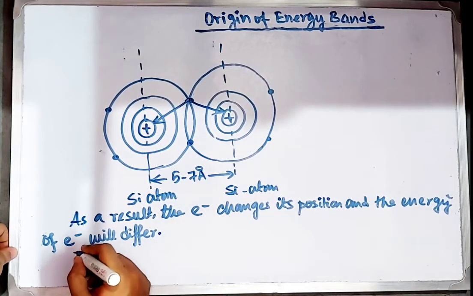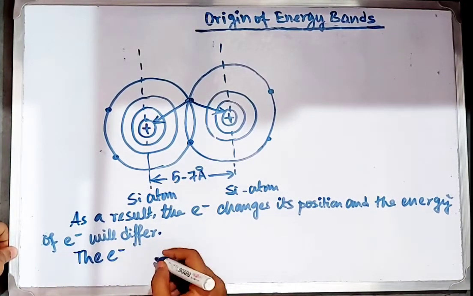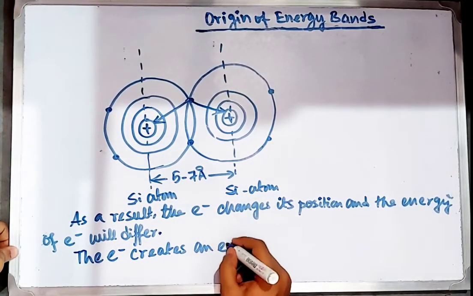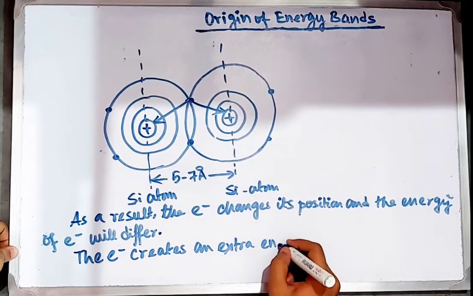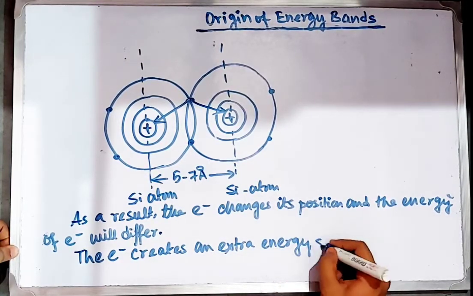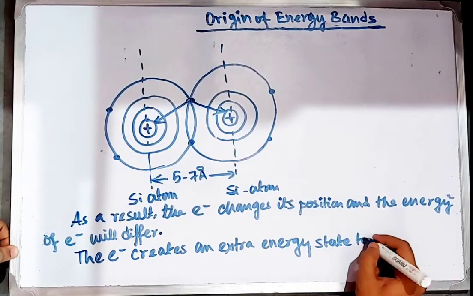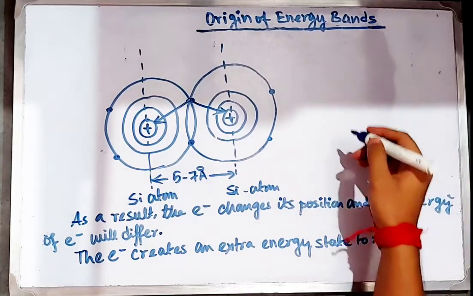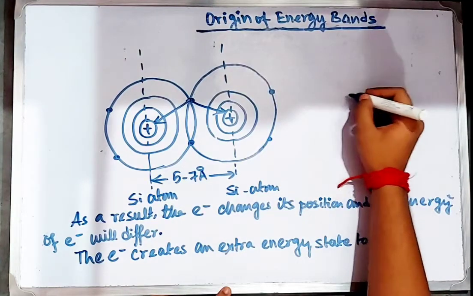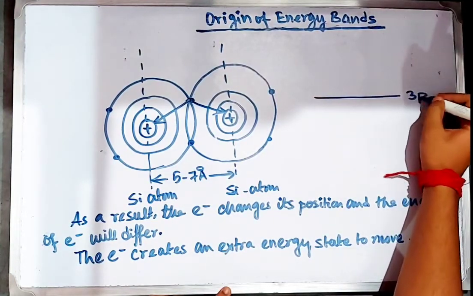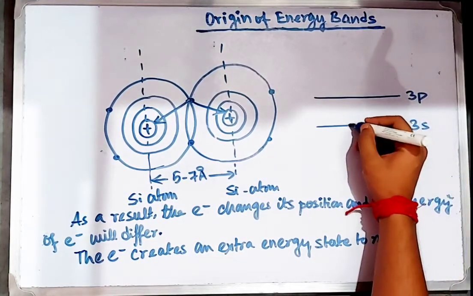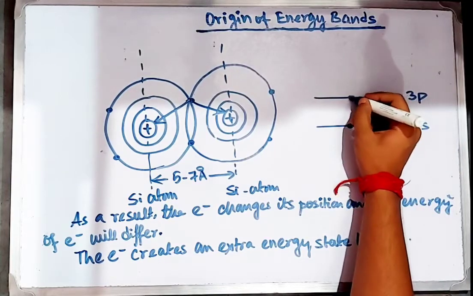So the electron creates an extra energy state to move. If I want to visualize, then I can draw it in this way. In case of an isolated atom, this was the valence shell, 3s and 3p. The 3s was holding 2 electrons and 3p was holding 2 electrons.